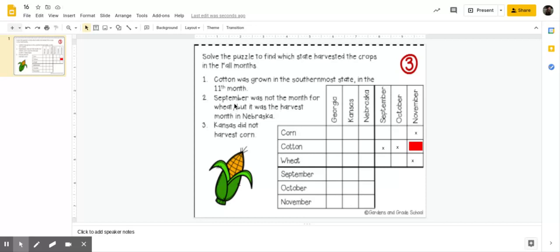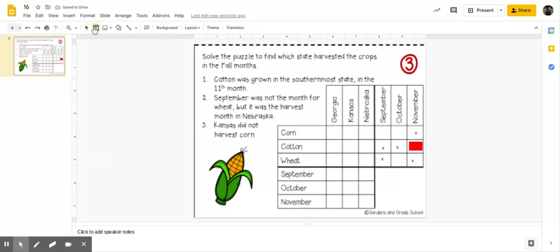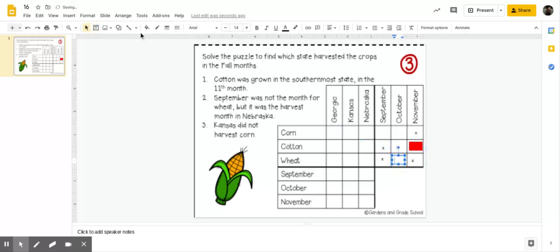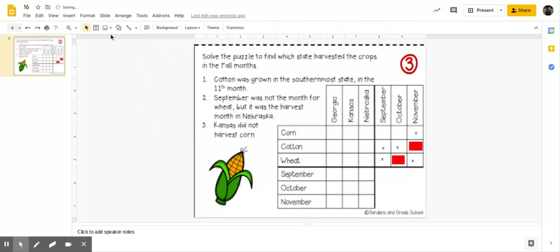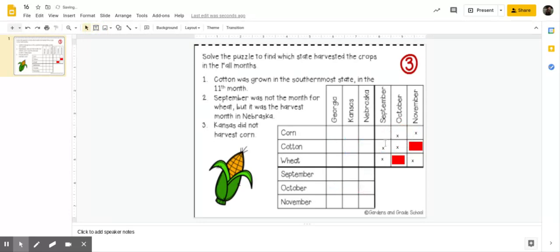Going on to number 2, it says September was not the month for wheat. So I'm going to cross out September wheat, which leaves me that wheat is in October. Which means if wheat is in October, that means corn cannot be. And that means corn is harvested in September.